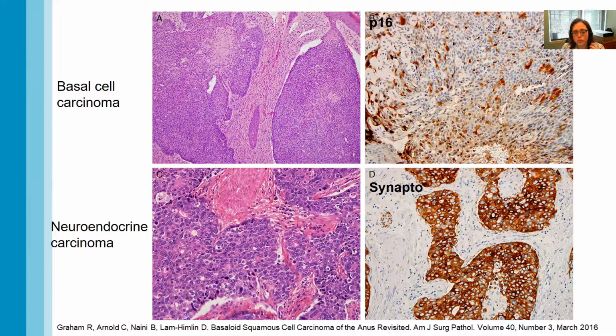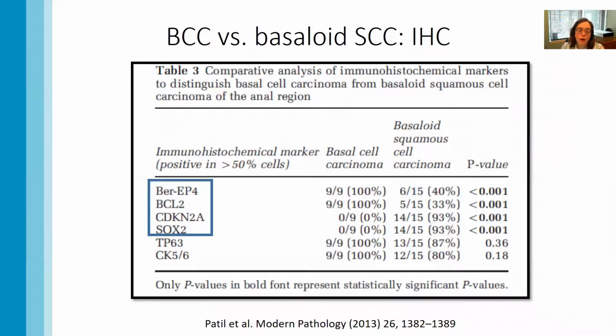And of course, it's also worthwhile to throw in neuroendocrine markers when you're entertaining the possibility of basaloid SCC, to make sure that you're not dealing with a neuroendocrine carcinoma. Now, besides P16, you can employ BER-EP4, BCL2, CDKN2A, and SOX2 to help you differentiate between basal cell and basaloid squamous cell. The first two, BER-EP4 and BCL2, if negative, would argue for basaloid squamous cell carcinoma, as would immunoreactivity for CDKN2A and SOX2.